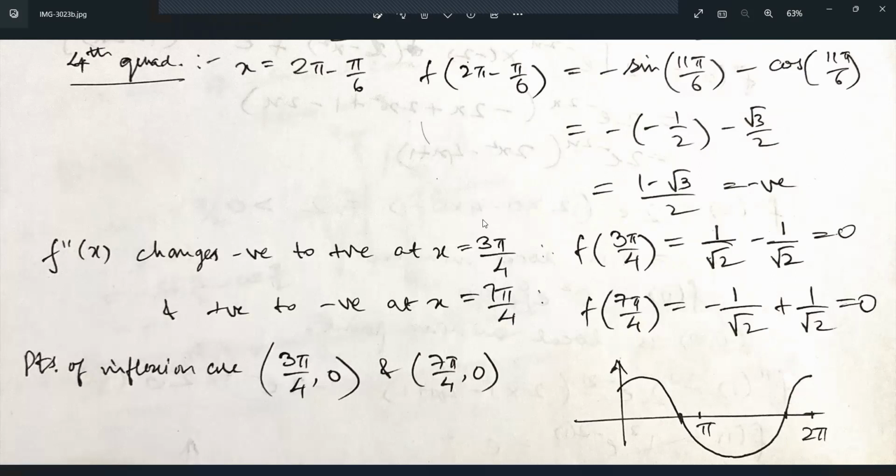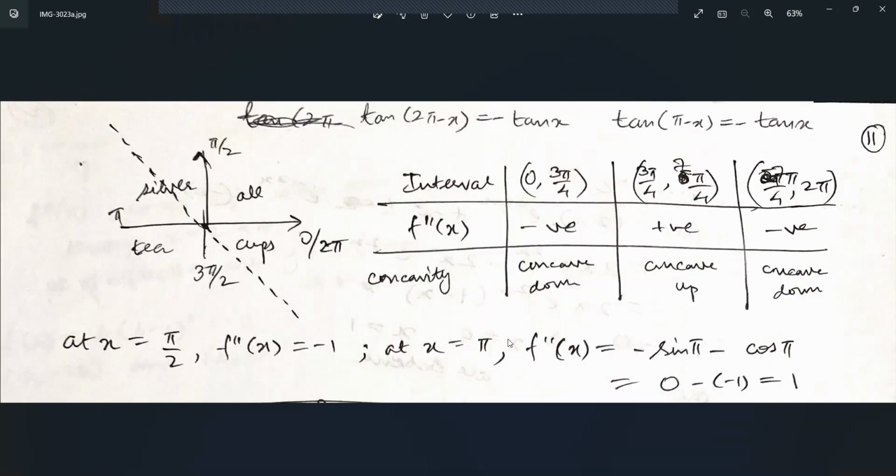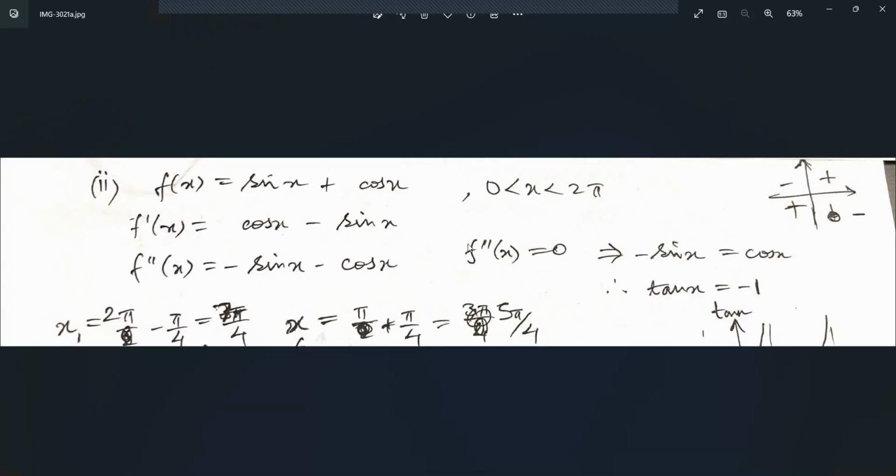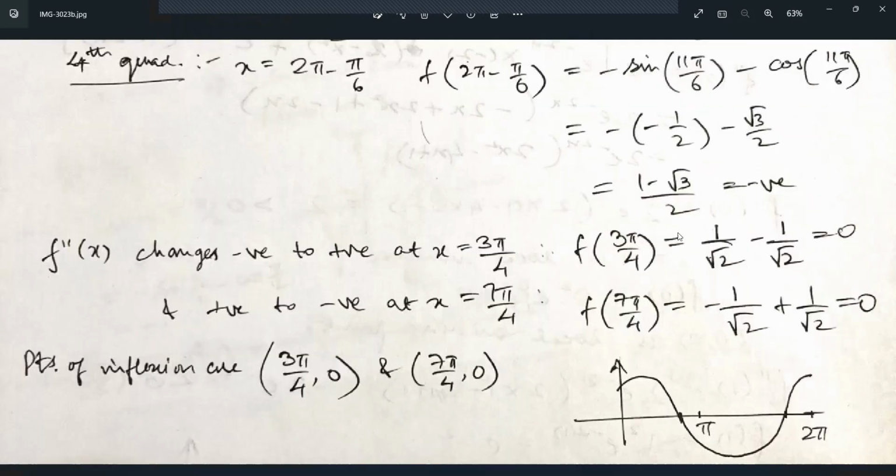Now to identify the point of inflection, we know that f double prime changes from negative to positive at 3π/4, and from positive to negative at 7π/4. So these two are the points of inflection, and to find them, I'm substituting 3π/4 in this function, which is sin x plus cos x. So sine of 3π/4 is 1/√2, and cos of 3π/4 is -1/√2.